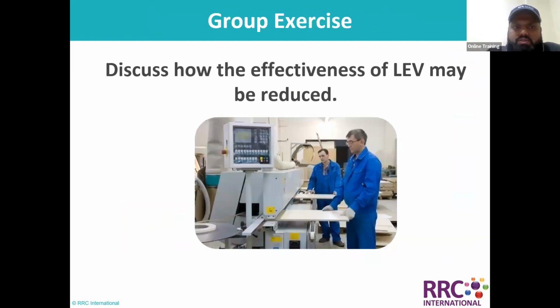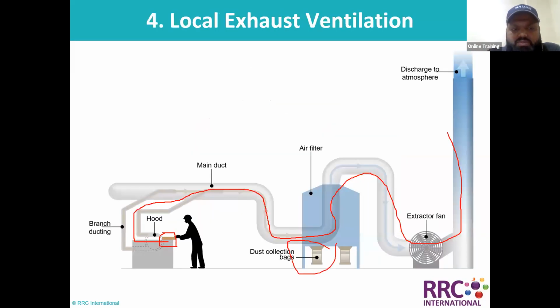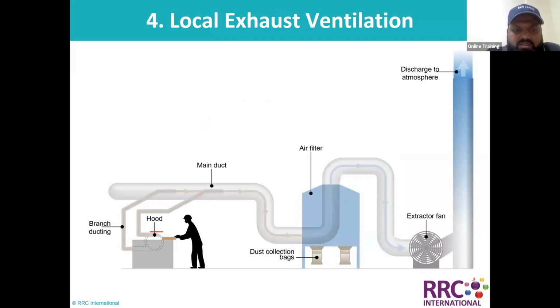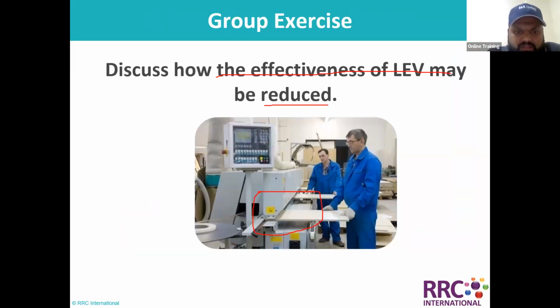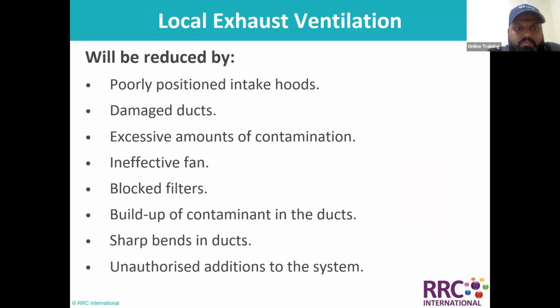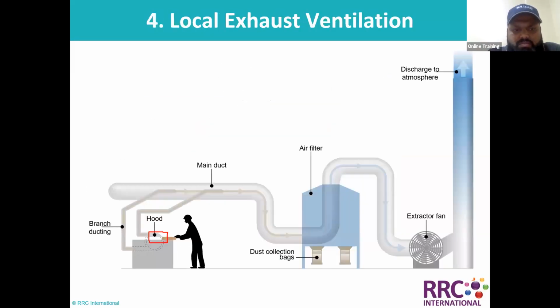There is one question. Discuss how the effectiveness of local exhaust ventilation may be reduced. If we are using local exhaust ventilation, how may its effectiveness be reduced? Consider this picture. Maybe the hood is not adjusted properly, so it is not able to suck properly. Let me discuss it point by point. Poorly positioned intake hood. This is what I mentioned. Perhaps it is not properly positioned.